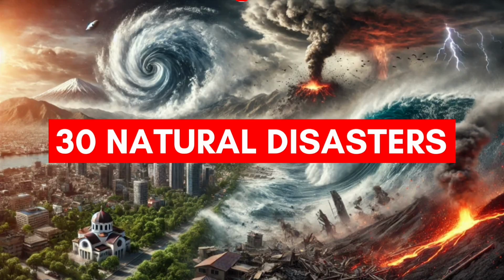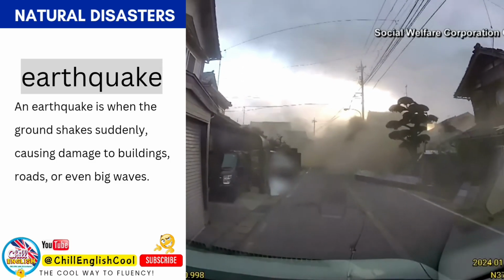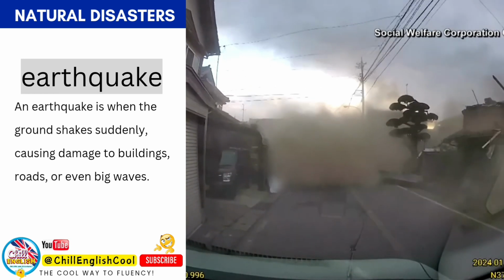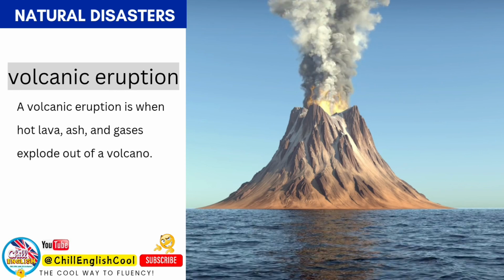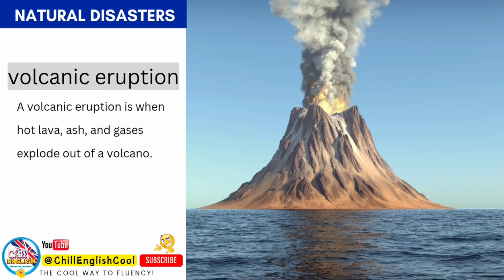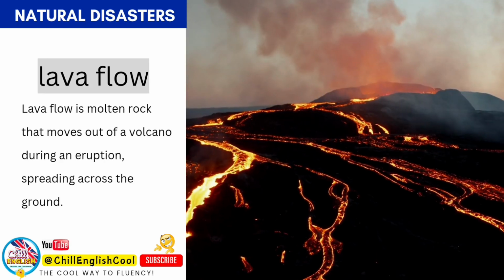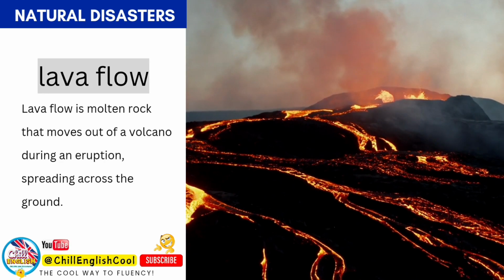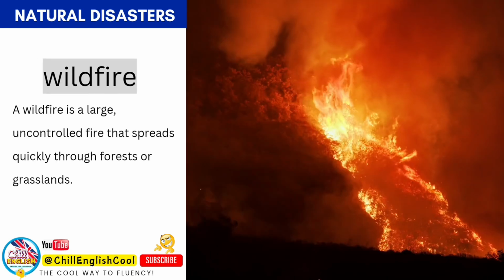30 natural disasters. Earthquake. An earthquake is when the ground shakes suddenly, causing damage to buildings, roads, or even big waves. Volcanic eruption. A volcanic eruption is when hot lava, ash, and gases explode out of a volcano. Lava flow. Lava flow is molten rock that moves out of a volcano during an eruption, spreading across the ground.